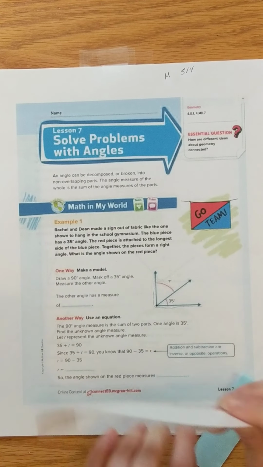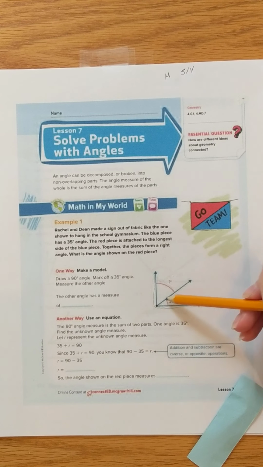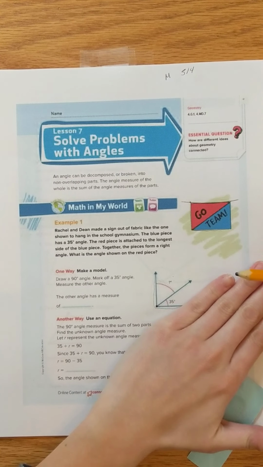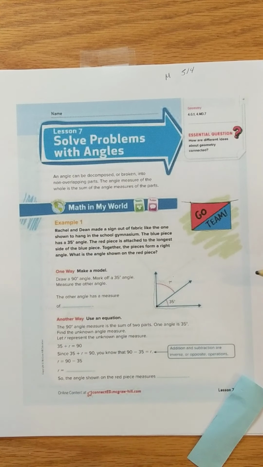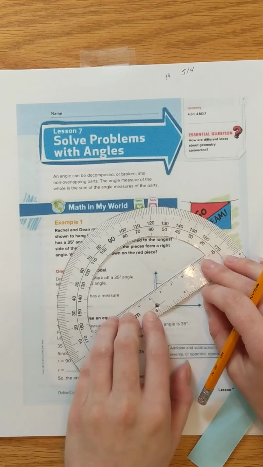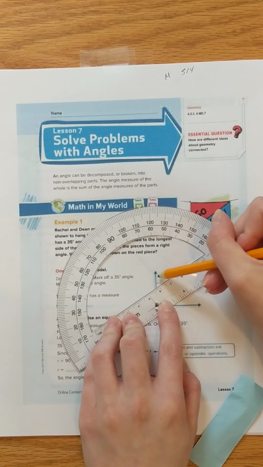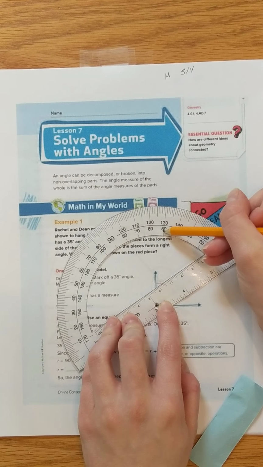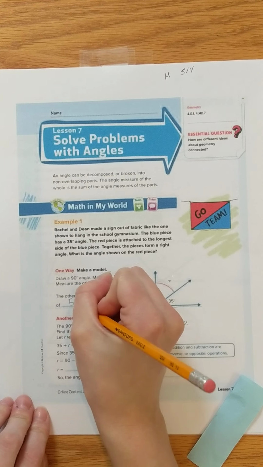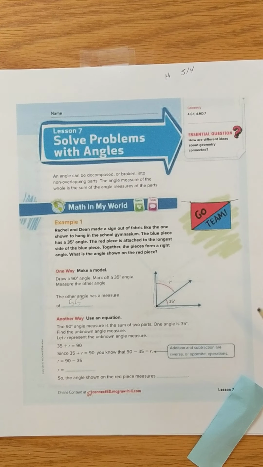Was this a right angle, an acute angle, an obtuse angle? Just this angle here. It's acute, so we're going to go with the smaller measurement. Remember, if it's acute, the measurement will be less than 90. So my measure is 55 degrees. So that's the first way you can solve for an unknown angle.